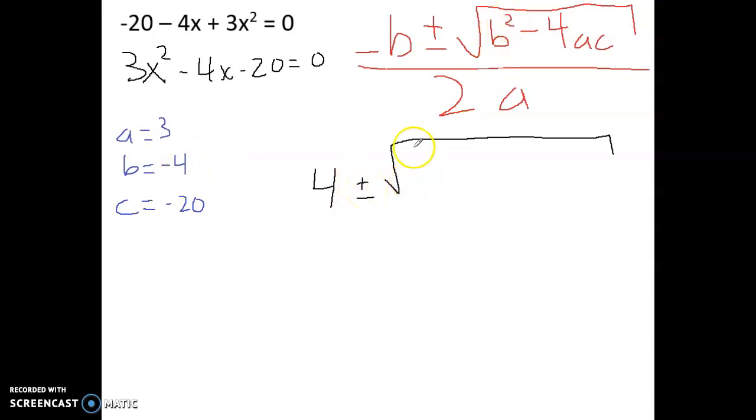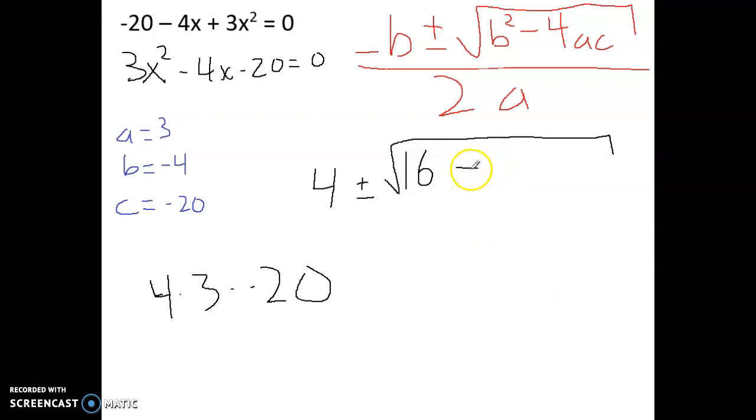So b squared, negative 4 squared, will be a positive 16, minus 4 times a times c. So that's 4 times 3 times negative 20. Right? 4 times a times c. Let me pull out a calculator, make sure I don't mess that up. I'm typing it in here. I get 4 times 3 times negative 20, which is negative 240.